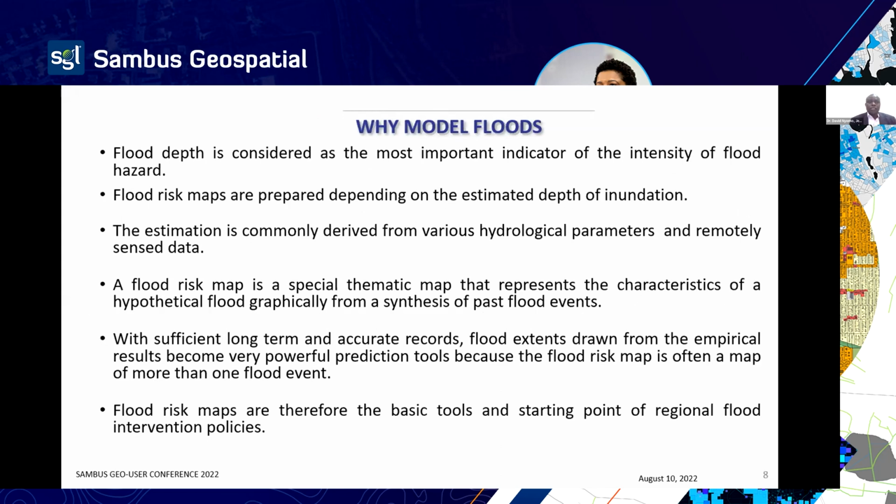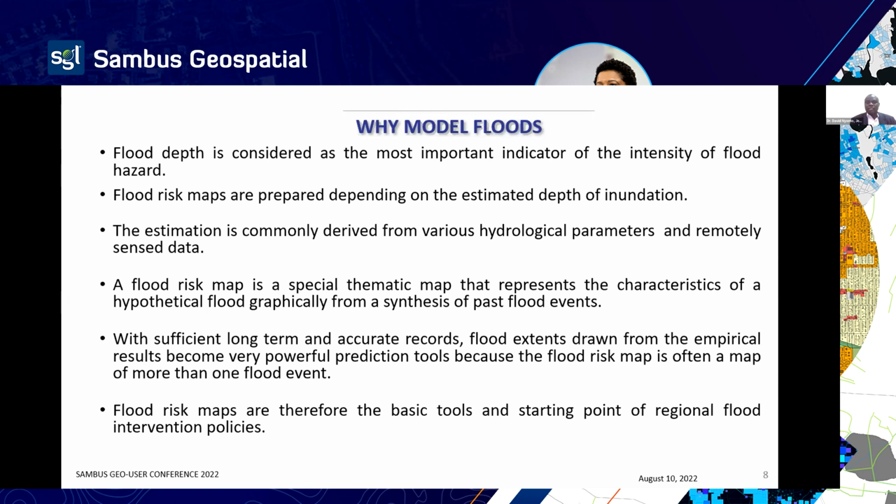Now, flood depth is considered the most important indicator of the intensity of flood hazard. And from this, flood risk maps are prepared depending on the estimated depth of inundation. The estimation is commonly derived from various hydrological parameters and remotely sensed data. A flood risk map is a special thematic map that represents the characteristics of a hypothetical flood graphically from a synthesis of past flood events.